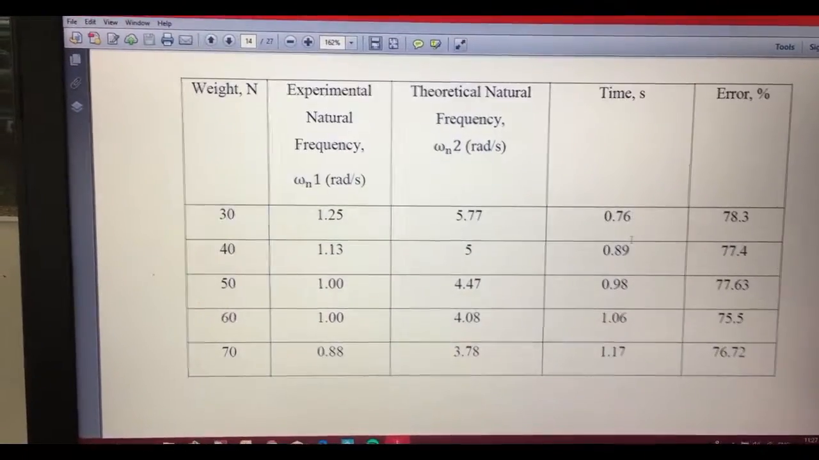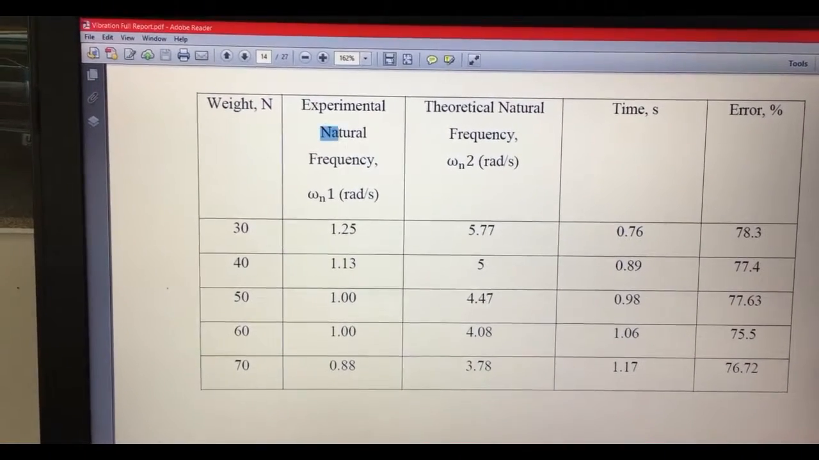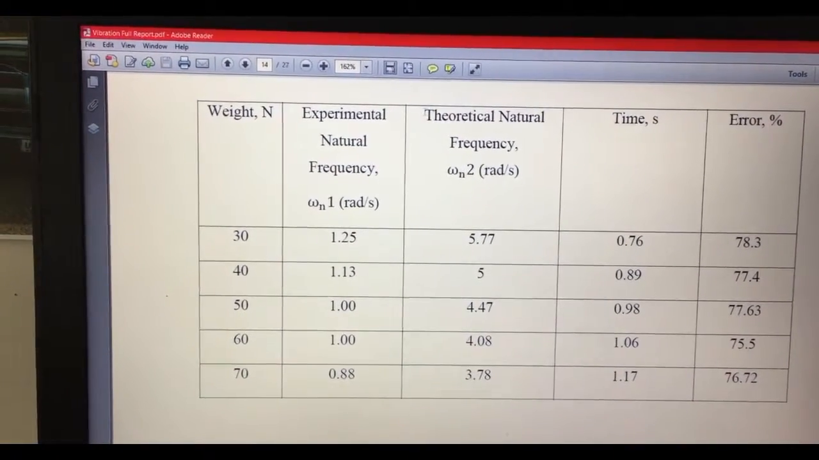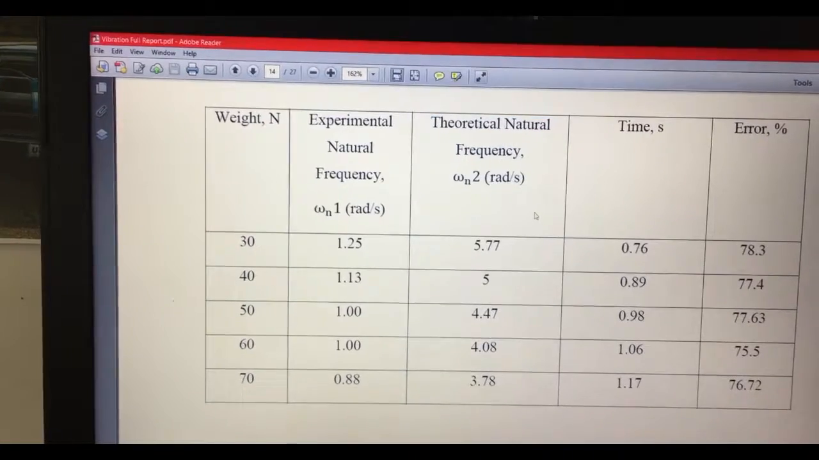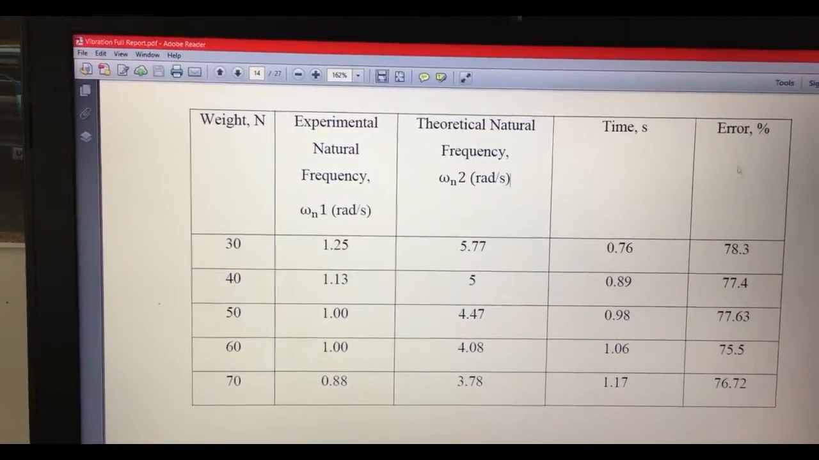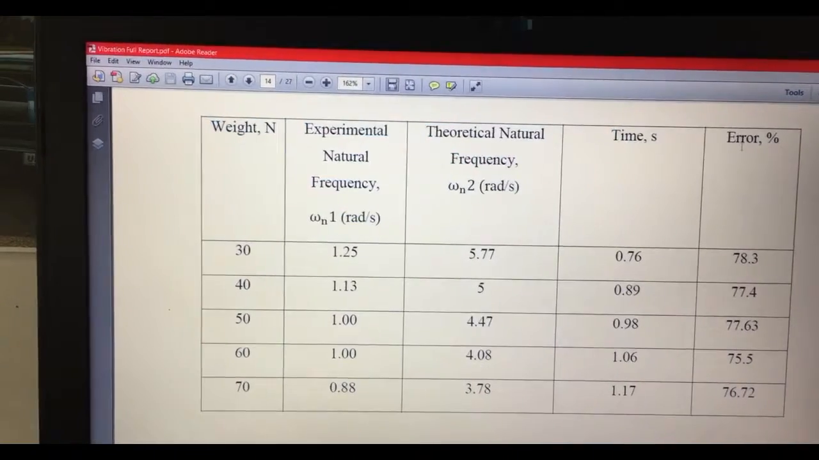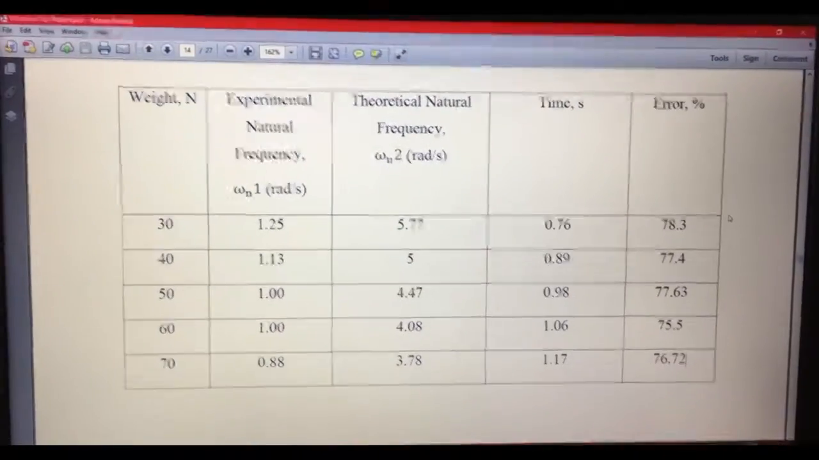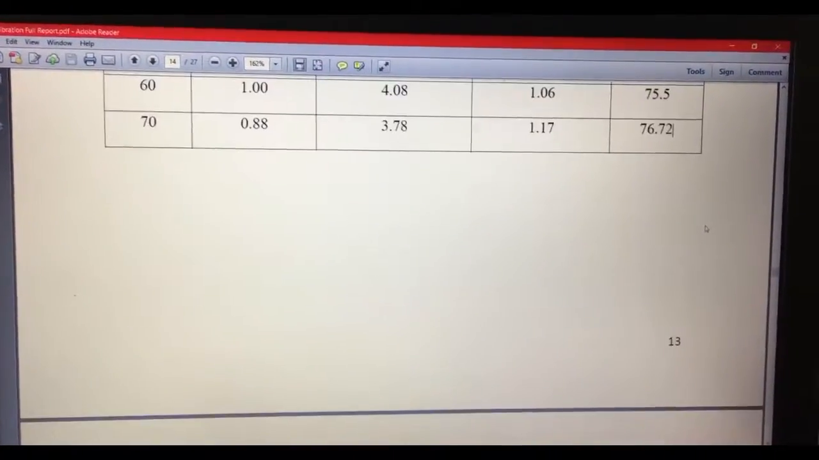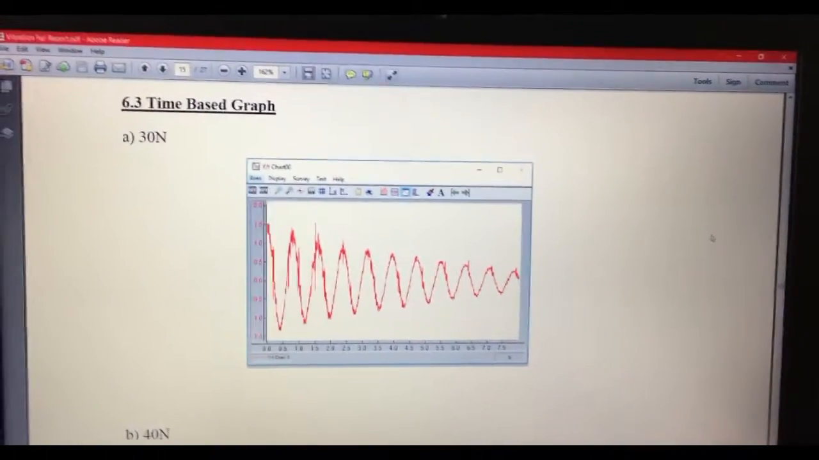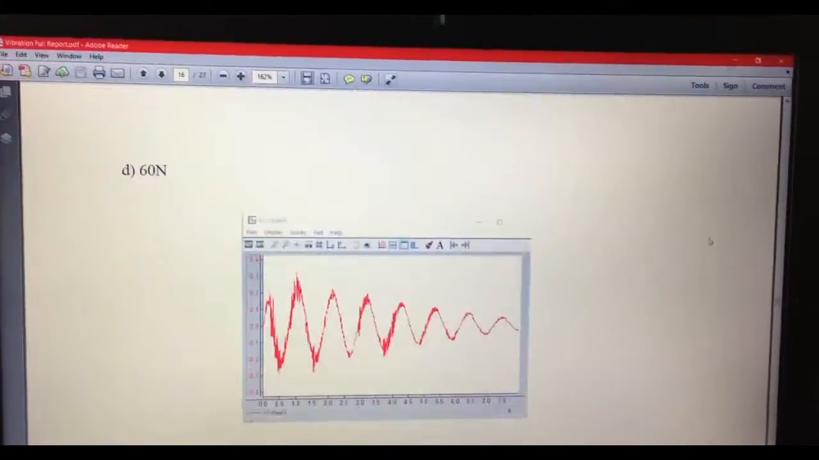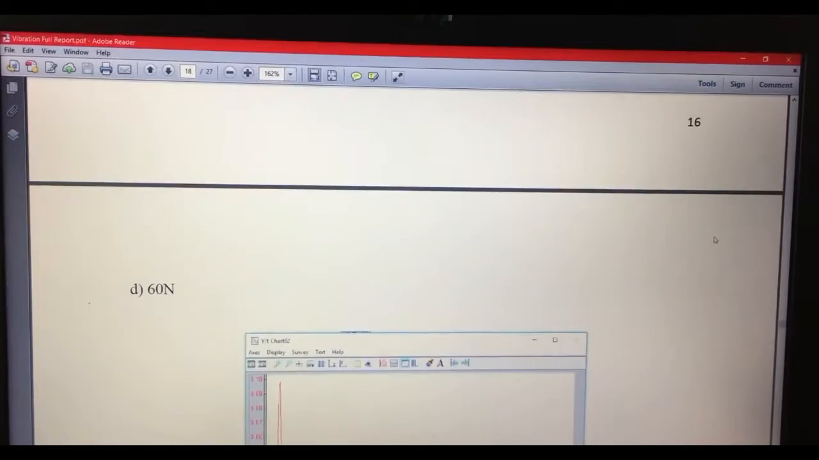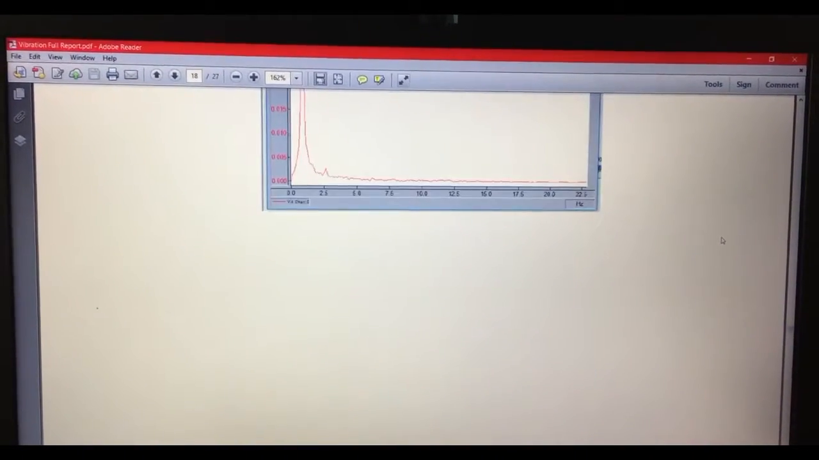For part B, we calculated the experimental natural frequency using DasyLab, and then we calculated the theoretical natural frequency using the formula root of k over m, and then we found the percentage error between the experimental and the theoretical. Other than that, for our results, we have also attached the time-based graph and the frequency-based graph for the respective weight for more reference.